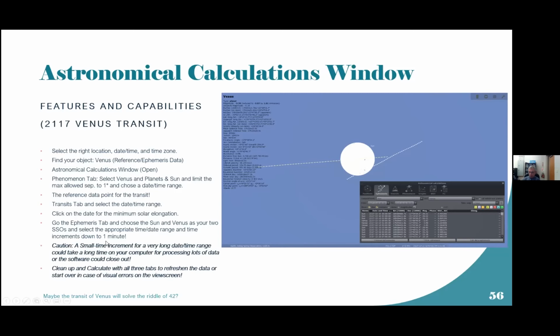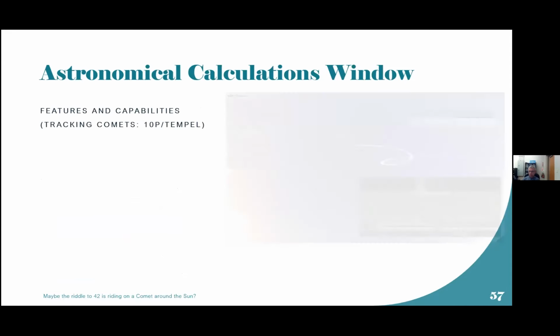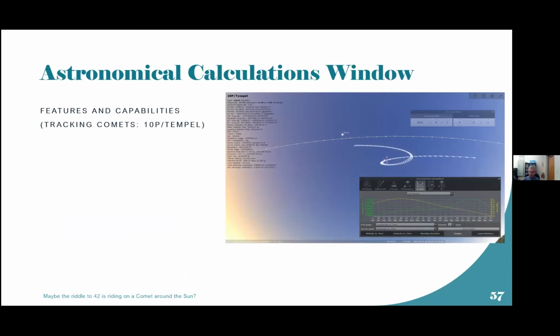Just be aware with a small time increment, depending on your range of date and time, it could take a long time for your computer to process all the data. And I always refresh everything with the cleanup and do the cleanup for the 3 tabs, which is the ephemeris, the transit, and the phenomenon. And if everything, you can just clean up everything, click off the feature and reopen it.